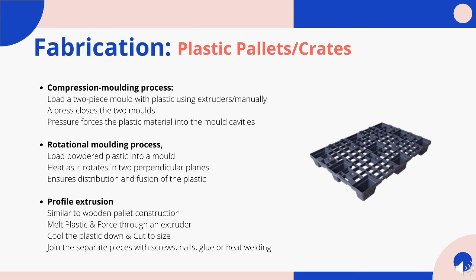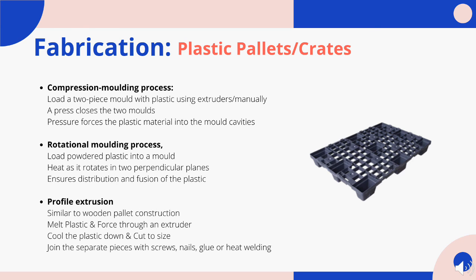Another way of doing this is a compression molding process, where we load a two-piece mold with plastic using extruders or even sometimes manually, and then a press closes the two molds and pressure forces the plastic material into the mold cavities. The next type is a rotational molding process, where we have to load the powdered plastic into a mold and then heat it as it rotates in two perpendicular planes to each other, and the rotating method ensures that distribution and fusion of the plastic is even.